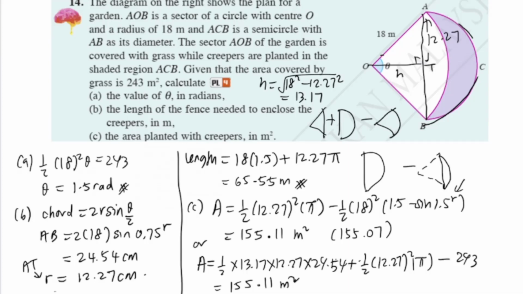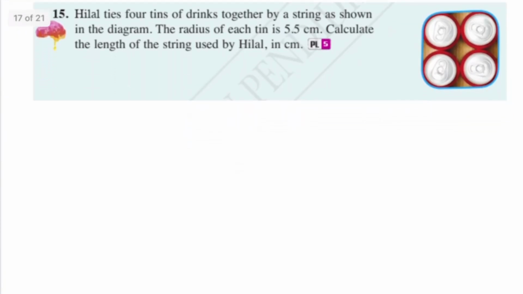Now let's look at question 14. Hilal ties 14 tins together by a string shown in the diagram. The radius of each tin is 5.5. Calculate the length of the string used by Hilal. This will be an excellent question for Form 2 maths. Why? Because we don't have to use s equals r theta. We basically use the circumference of a circle, right?